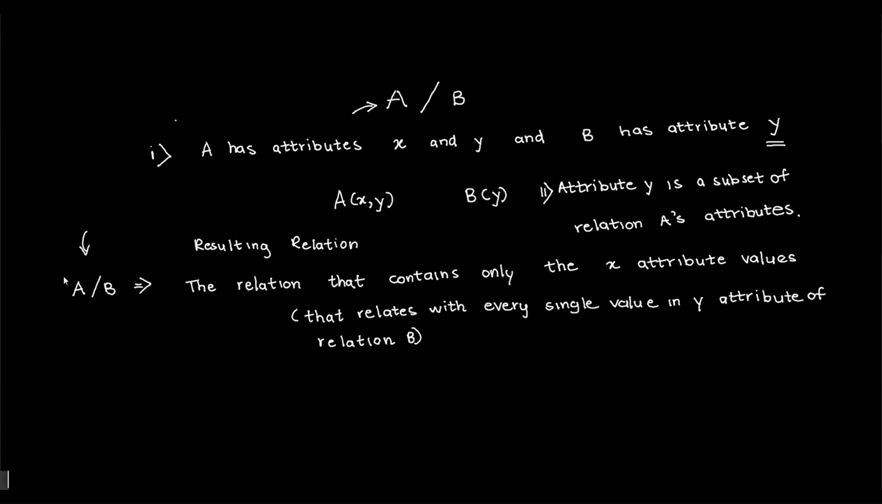So let's start with the steps. What is the story behind division? A divided by B. The first step will be projecting out only the X attribute of A, the X column of A. First of all, we will reduce the A relation into a part which only includes X, the X attribute of relation A.